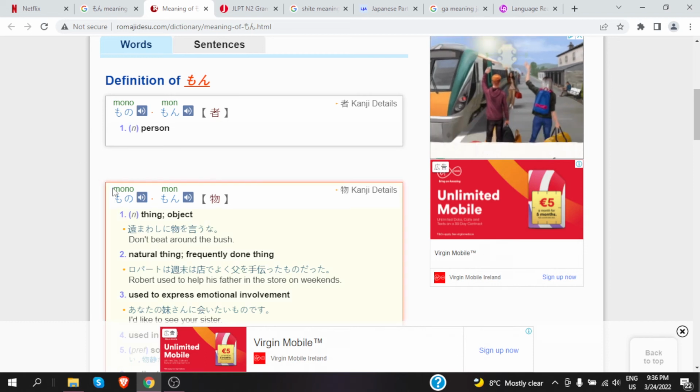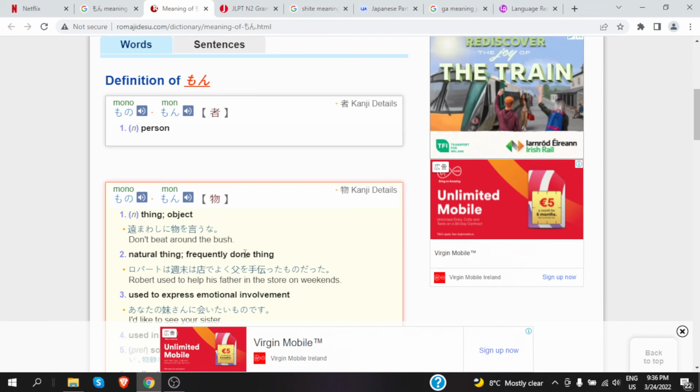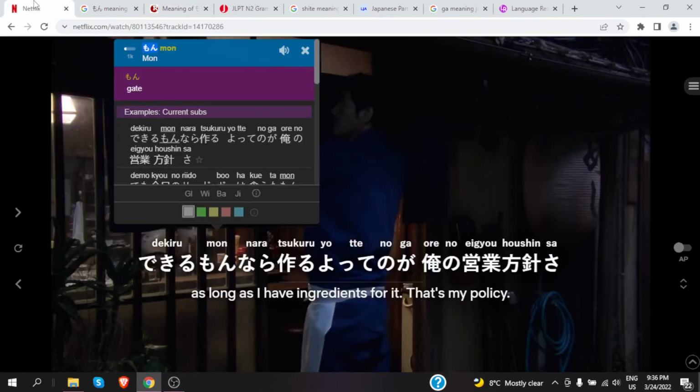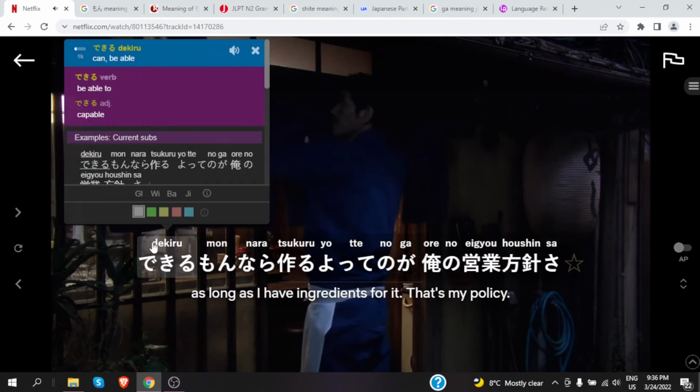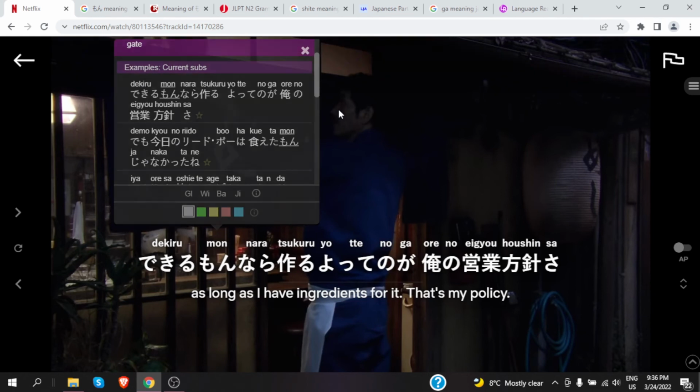Thing or object. Natural thing. Frequently done thing. Dekiru is できる, can, be able. So maybe a frequently done thing that he can do. I suppose as long as he has the ingredients, as long as he does it every day, he's able to do it every day. Dekirumon. I'm going to go with that meaning for now, because we'll see it again in the future.